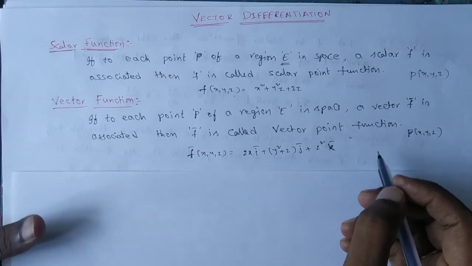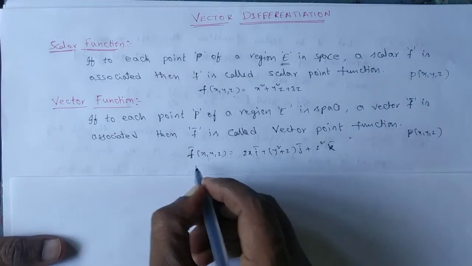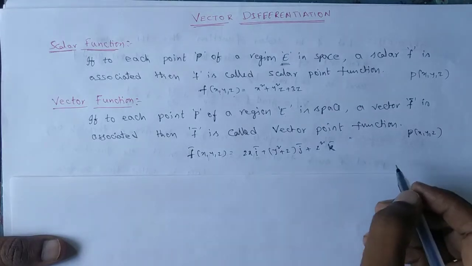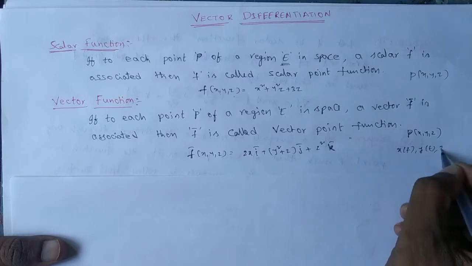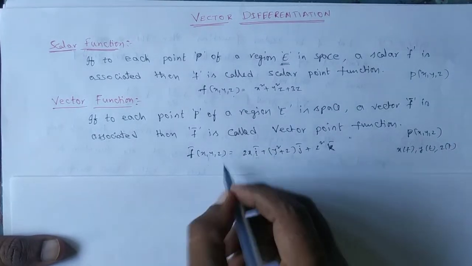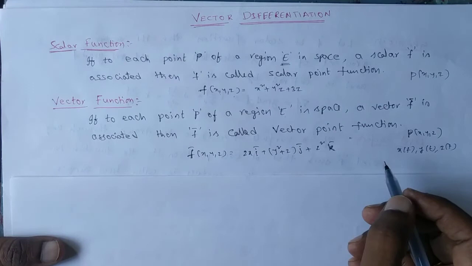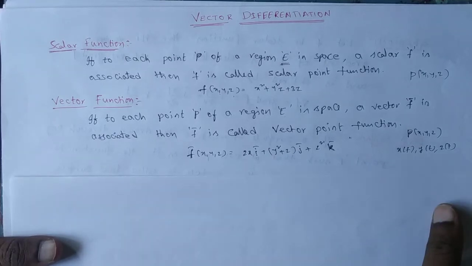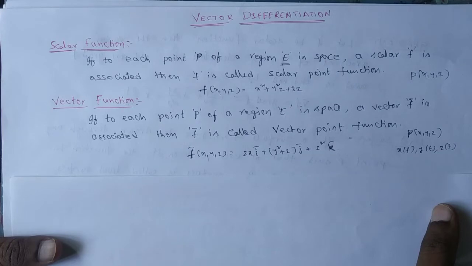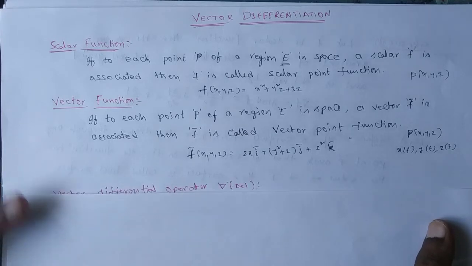Suppose you are taking one-dimensional space, we can also write parametric equations. If x is a function of t, y is also a function of t, z is also a function of t, then f bar becomes a function of the single variable t. So the derivative can be taken for this f bar as in the case of the scalar function f. That means we can take df bar by dx, dou f bar by dou x, dou f bar by dou y, dou f bar by dou z, as in the case of scalar function f of xyz.